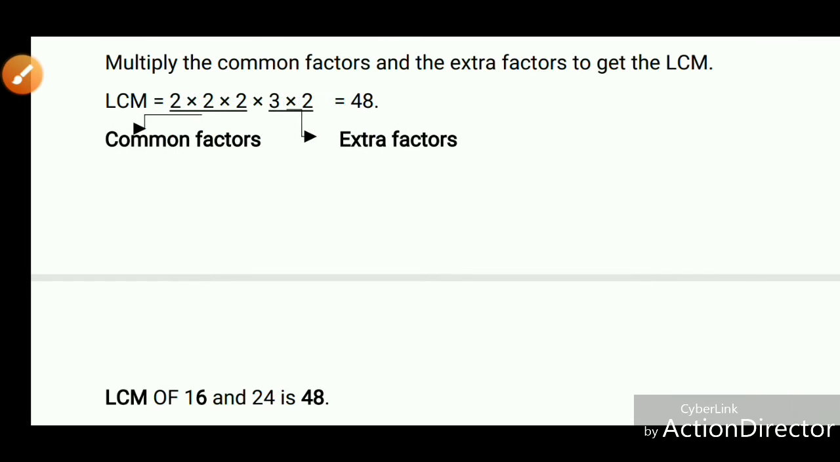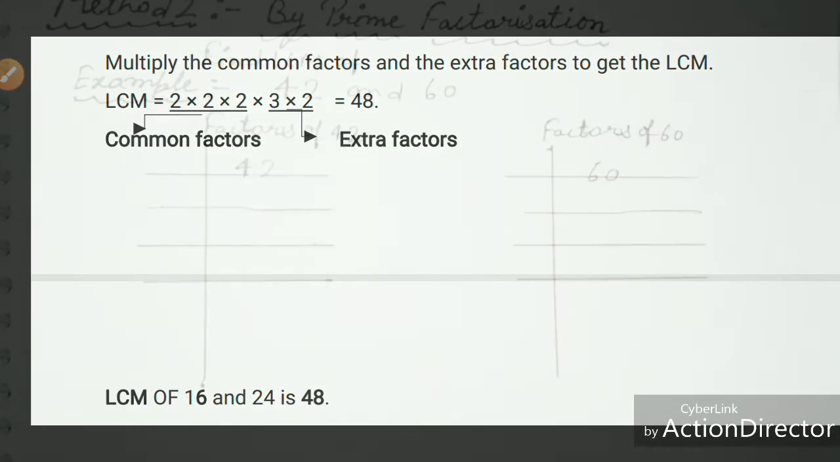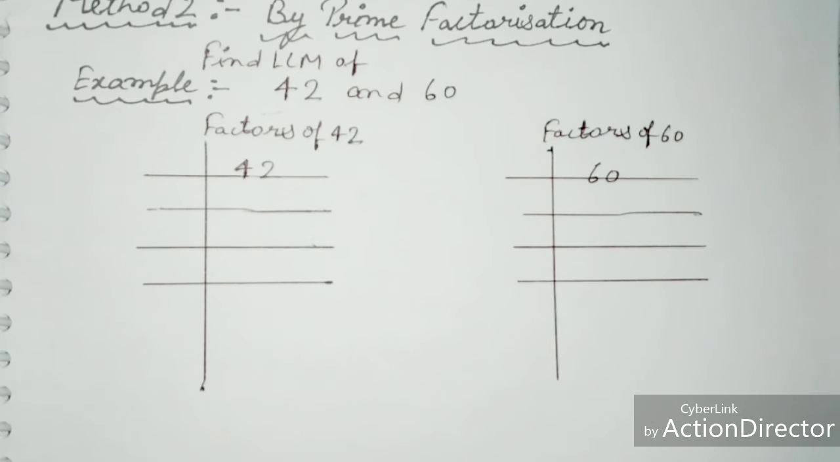So here we learn how to find out the LCM of two or more numbers by using prime factorization method. Now we discuss method number 2, by prime factorization. Example, find the LCM of 42 and 60. So here first we find the factors of 42 and 60.